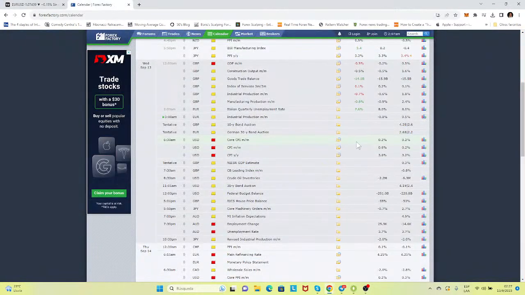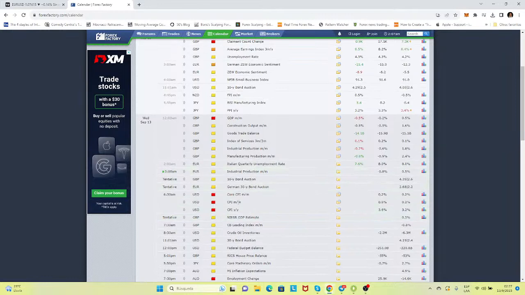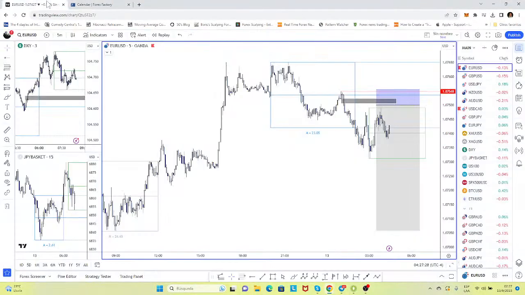We do have CPI data expected to be higher, at least the CPI month over month, and the CPI year over year being higher than last month. My mouse is dead. I'm going to use the mouse of my laptop. So this might be bullish for the US dollar, which would in fact be bearish for the Euro USD.